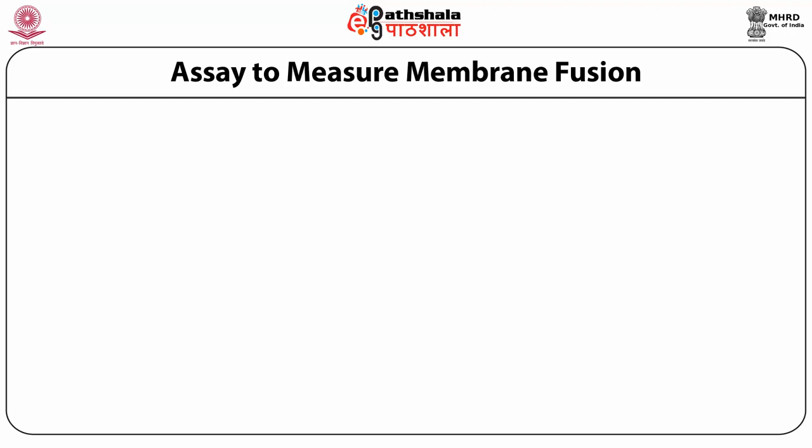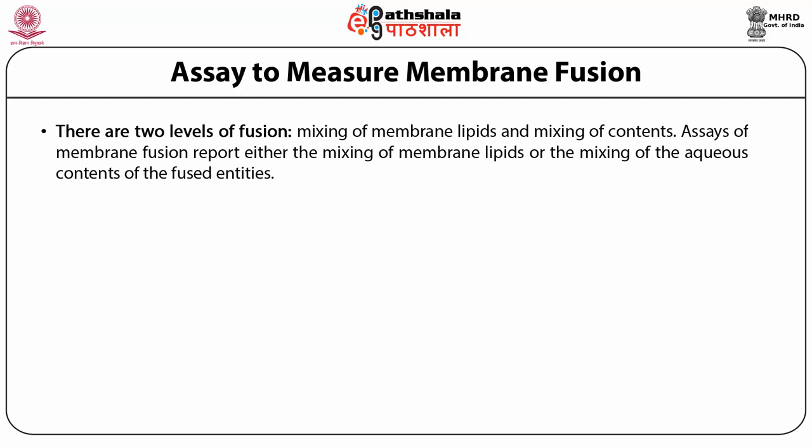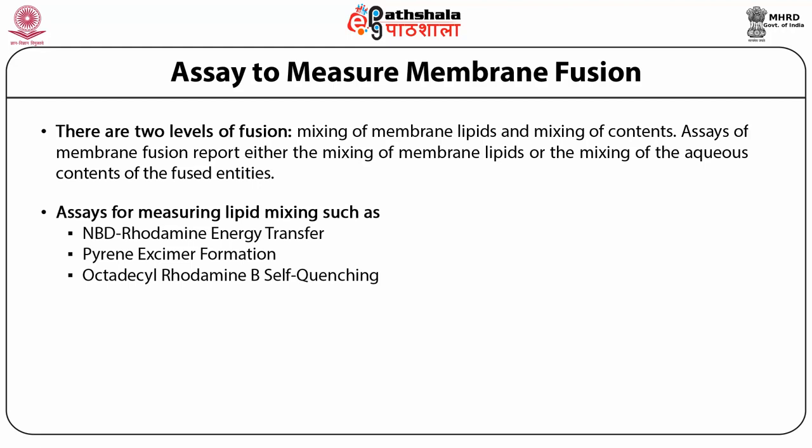It can be studied by a continuum model or by a simulation model. So how will we monitor membrane fusion? There are two levels of fusion: mixing of membrane lipid and mixing of its content. The assay of membrane fusion reports either mixing of membrane lipid or mixing of the aqueous content of fused membranes. For assessing lipid mixing, we have different methods such as NBD-rhodamine energy transfer, pyrene excimer formation, and octadecyl rhodamine B self-quenching. These three methods are used to monitor lipid mixing.